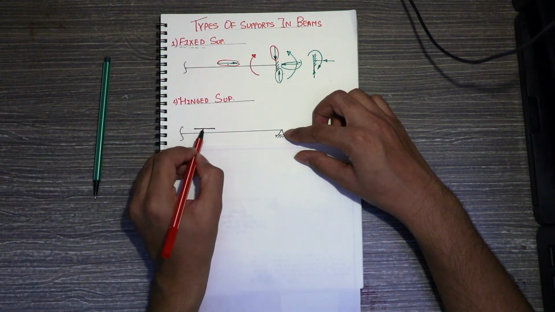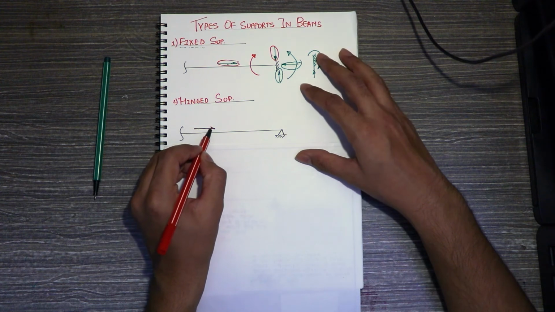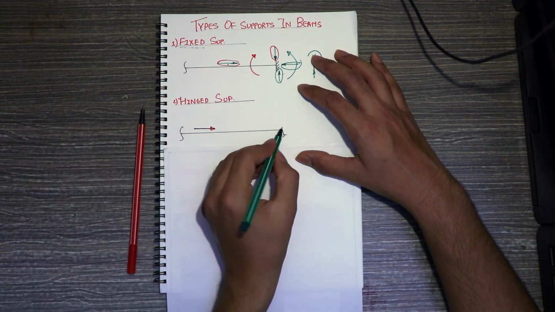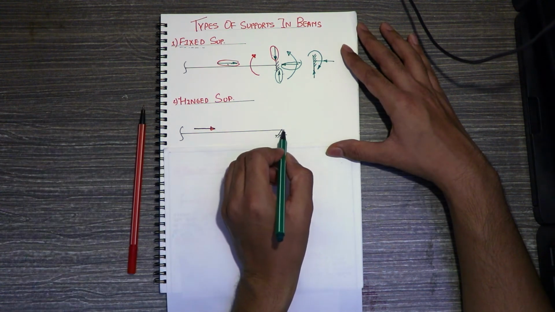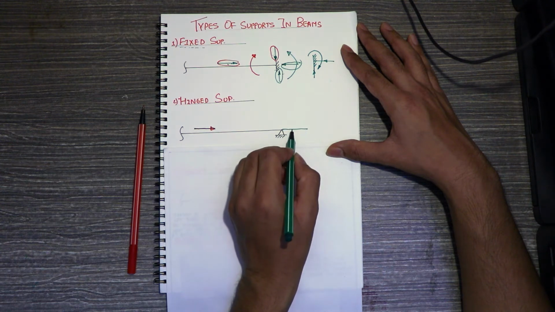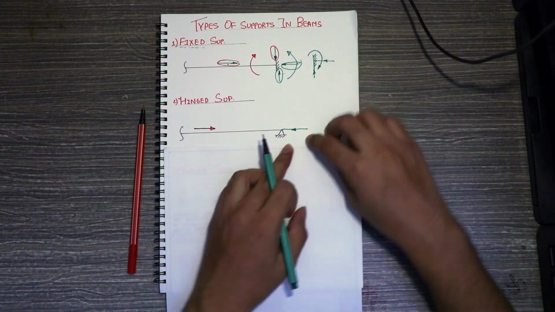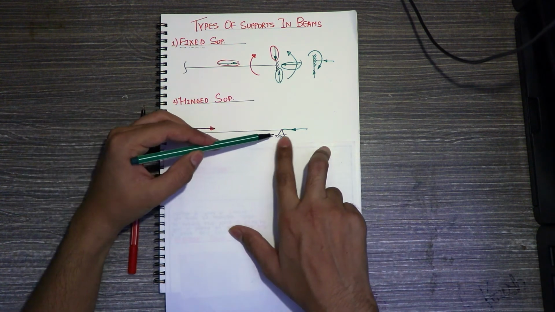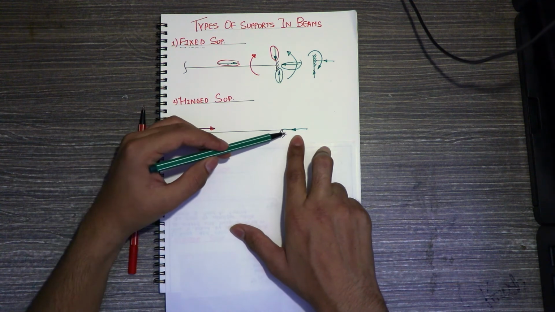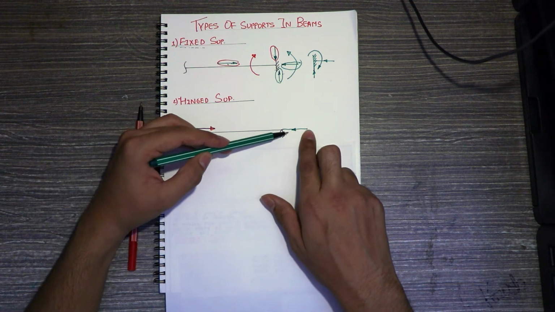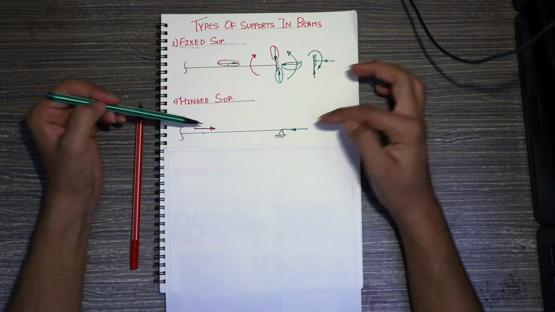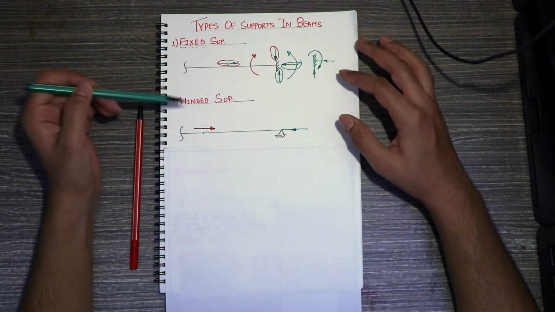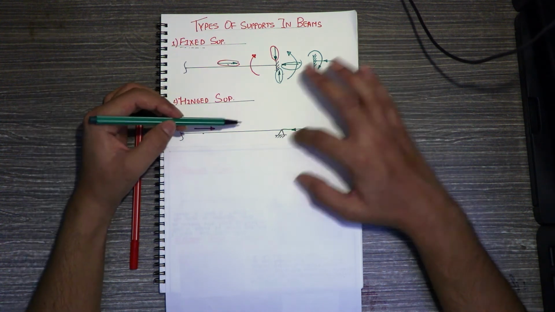If a force is applied towards the right direction, then a reaction will be generated inside the hinge which will be in the opposite direction, and this force won't be able to move the hinge or translate the hinge, because there is a reaction formed inside the hinge which is in the opposite direction of the force applied. Now we have tried to displace the hinge horizontally.